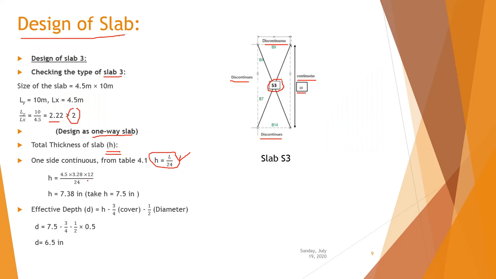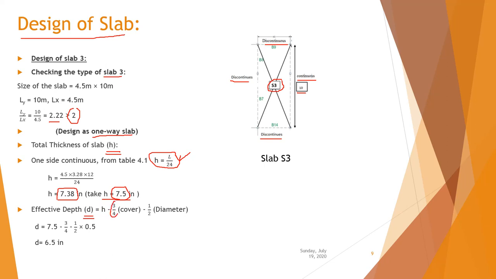So when you substitute the values, you will get h equal to 7.5 inch. And actually, we have to round up to 0.5, because this one is difficult to make in the construction. So you will go for rounding up to 0.5. So now we can calculate the effective depth. d is equal to the value of h which you calculated here minus 3 over 4.